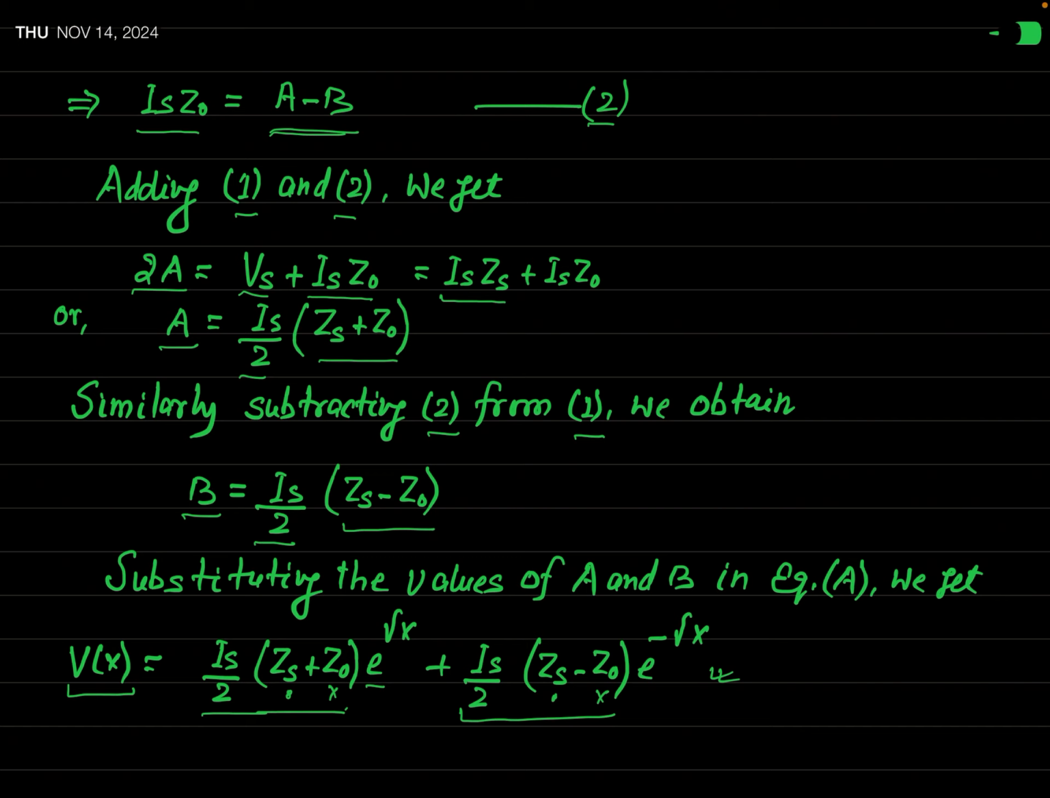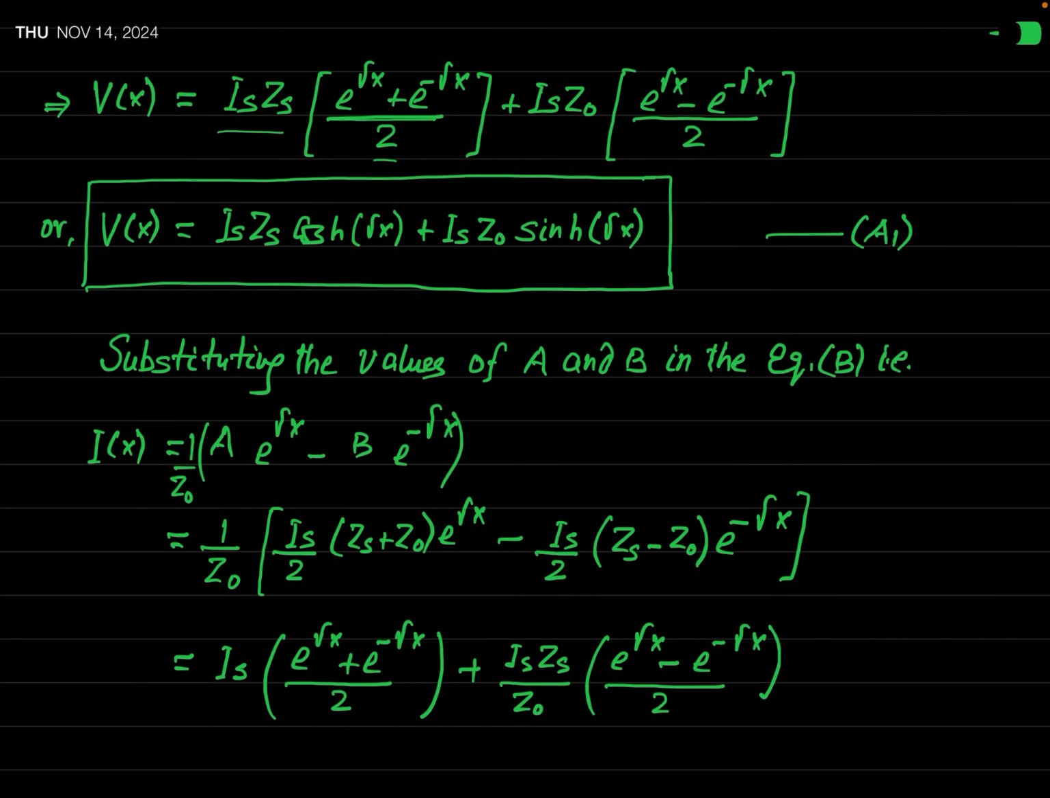In fact, here there will be Is times Z naught divided by 2, and here there is minus Is times Z naught divided by 2. So again, Is times Z naught divided by 2 can be taken as a common factor, and the remaining terms will be e to the power gamma x minus e to the power minus gamma x. So you can see I have written Is times Z naught times e to the power gamma x minus e to the power minus gamma x over 2.